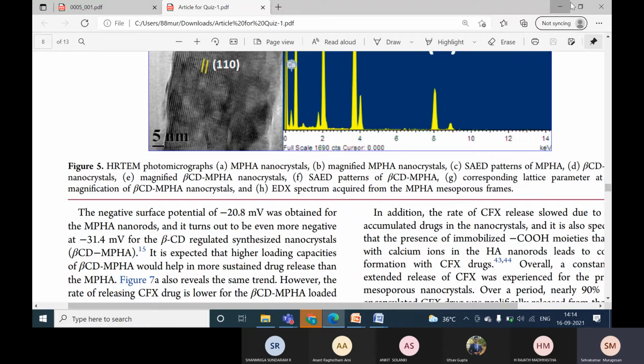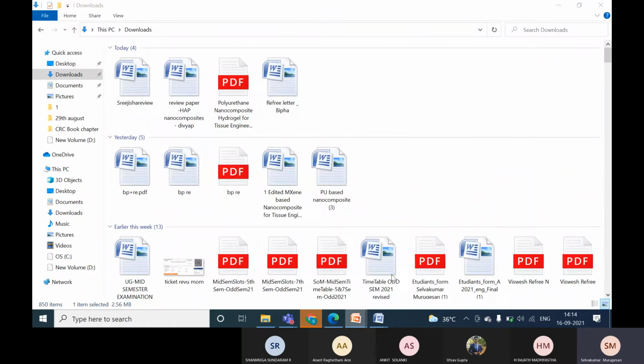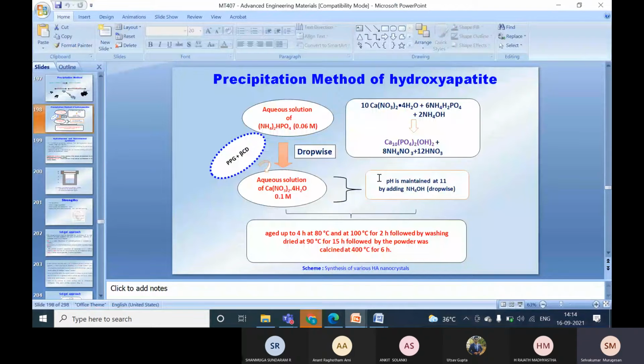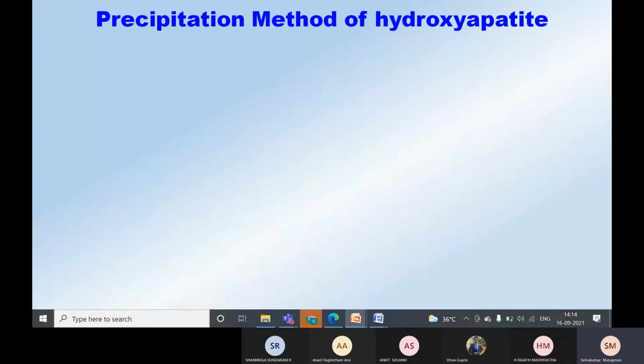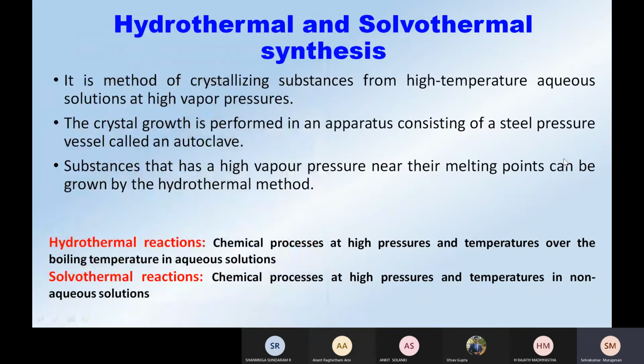So yeah, those are the few key roles played by this kind of polymeric based surfactant. So now the next method, yeah, we do have other methods like hydrothermal and solvothermal synthesis.